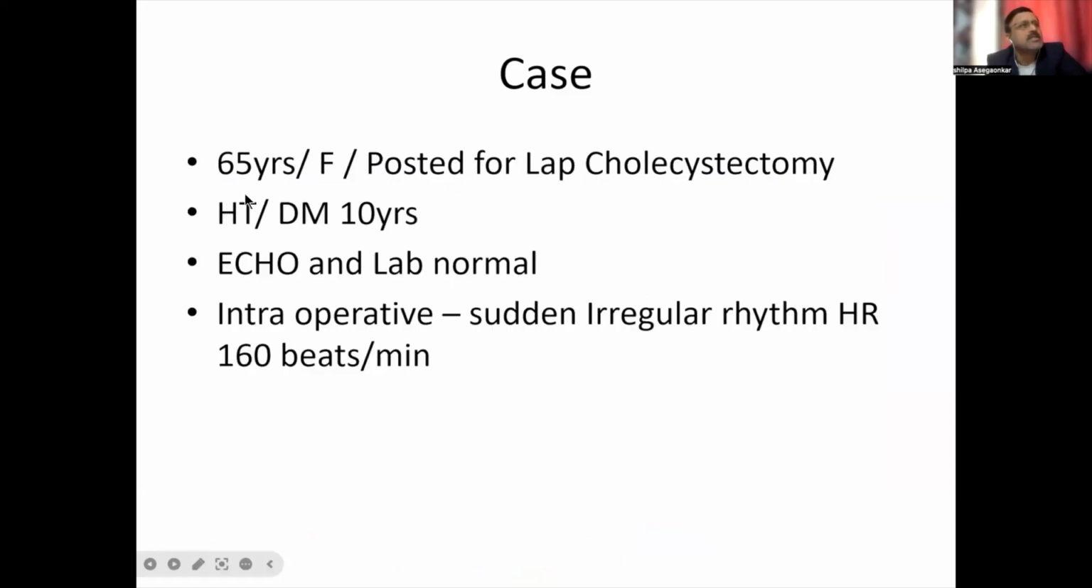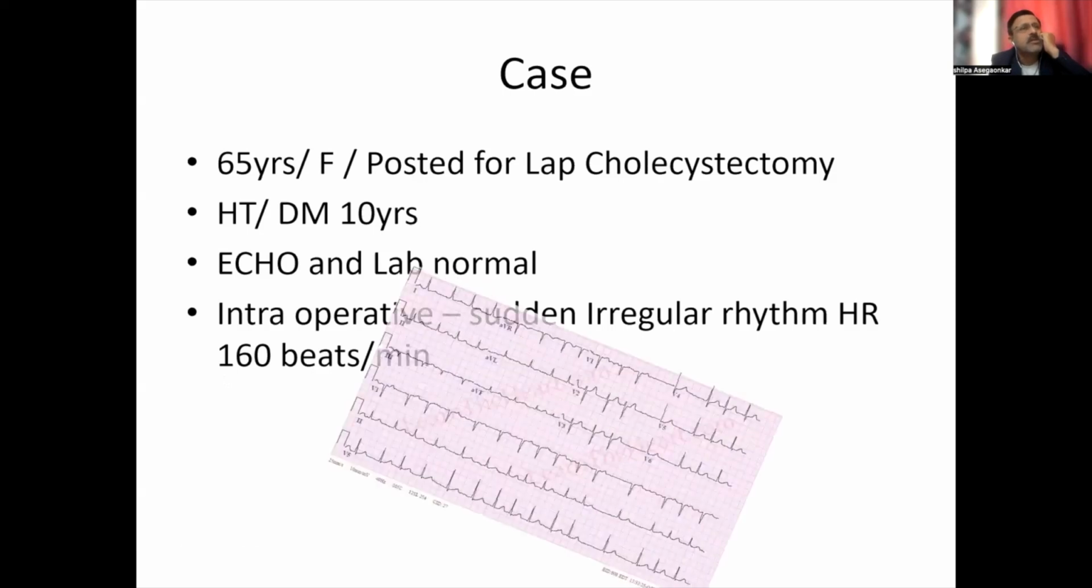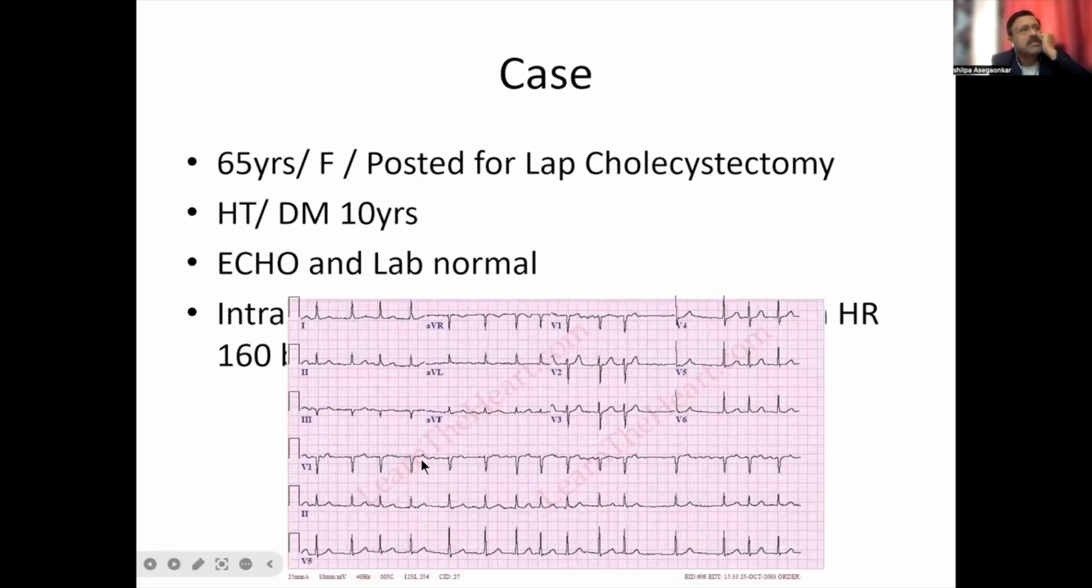Now, this is a 65-year-old female posted for lap cholecystectomy. The patient is a known case of hypertension and diabetes since 10 years. Echo was normal. Intraoperatively, the patient suffered a sudden increase in heart rate up to 160 beats with irregular rhythm. When we took the ECG of the patient, what was this? This is simple atrial fibrillation.